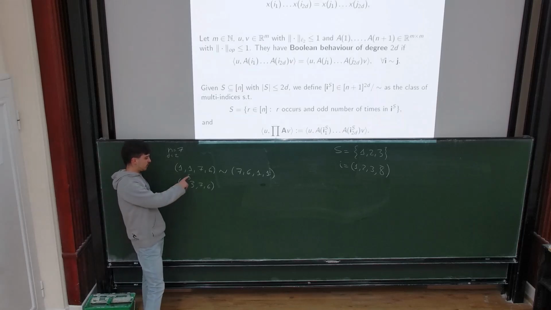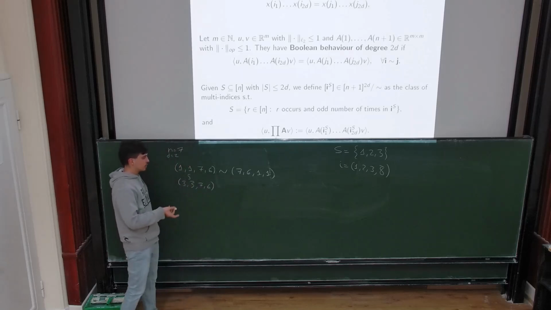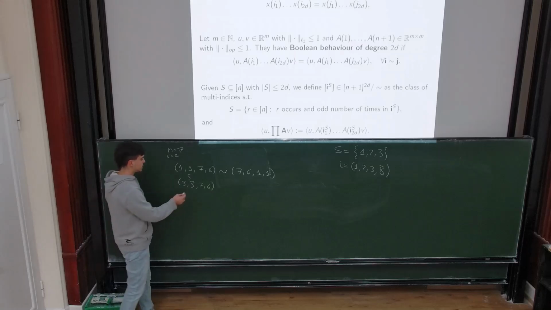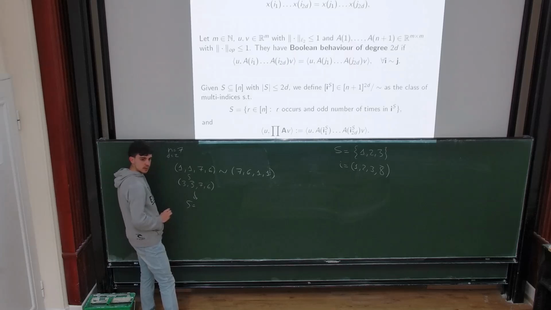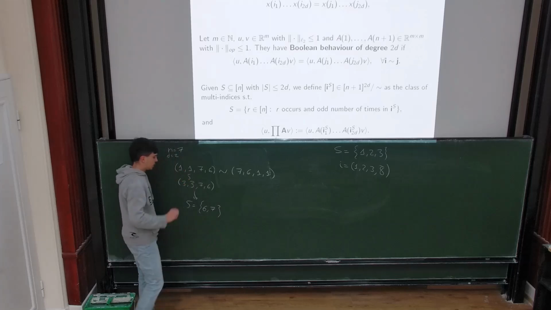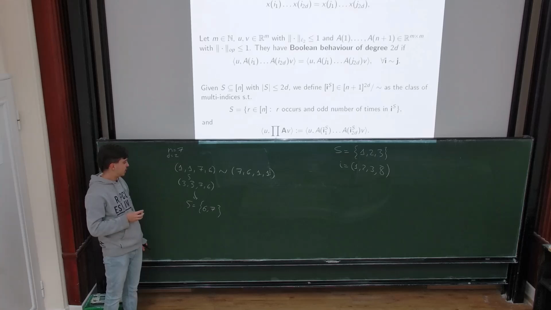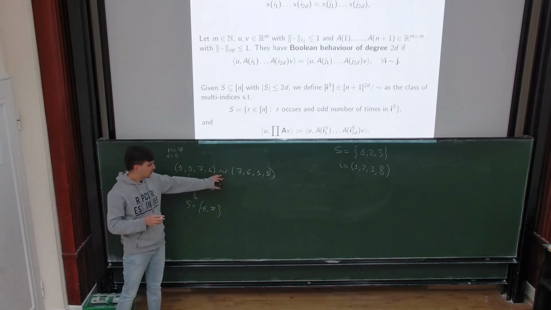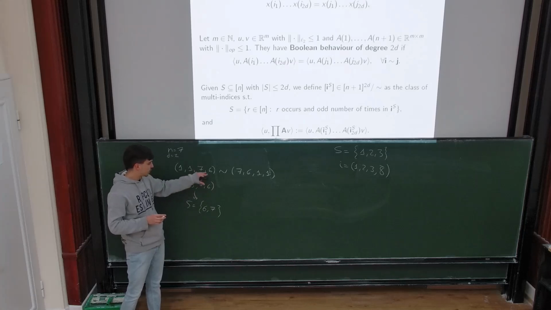Okay, so maybe let's go back here. So here, if I have all these guys, then can anyone tell me what the corresponding S is? 7, 6. That's it. Yes. So what I'm going to do is label all the vectors that are equivalent to one of these, and thus to every one of these.